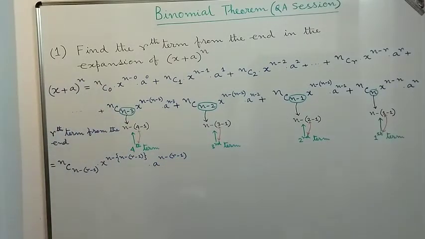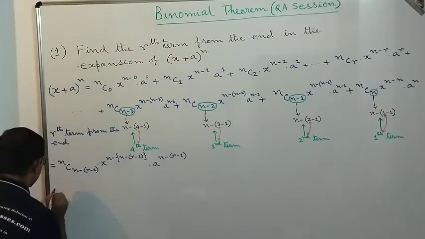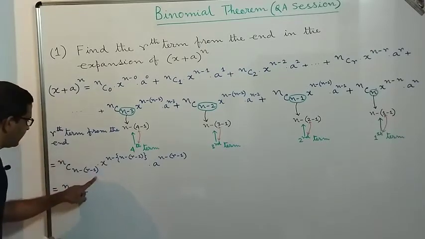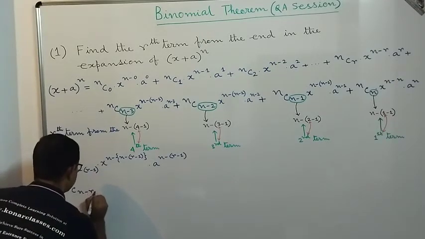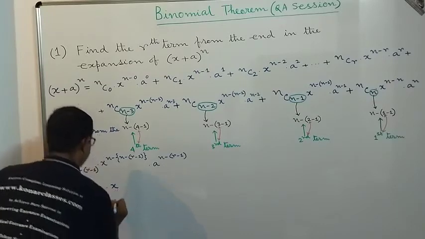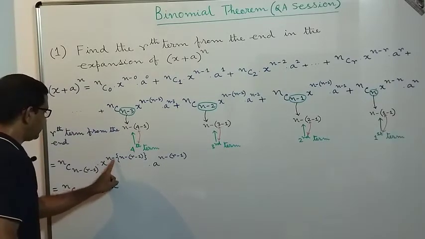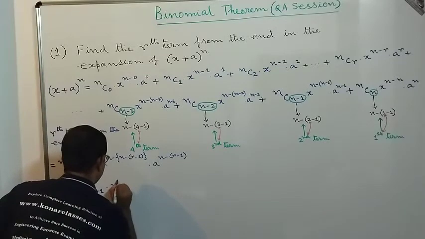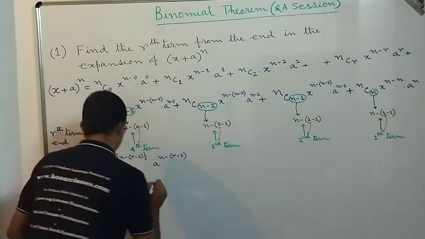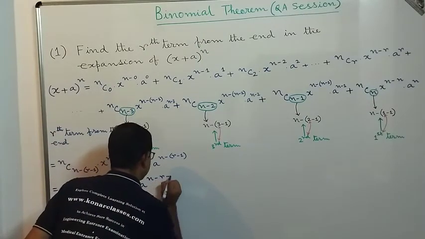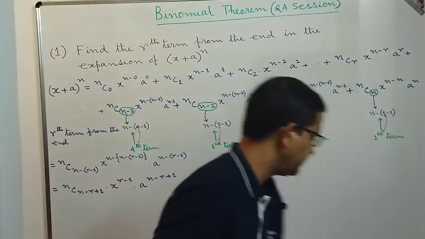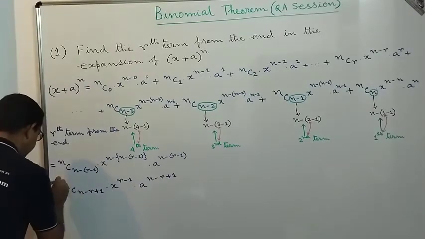Correct? So if we simplify, what are we going to get? This is equal to nC(n minus r minus 1), that means n minus r plus 1. Correct or not? Into x to the power n minus n will get cancelled, then minus and minus become plus, so it is x to the power r minus 1 into a to the power n minus r plus 1. Now dear students, we got the answer. So this is the rth term from the end. Correct?